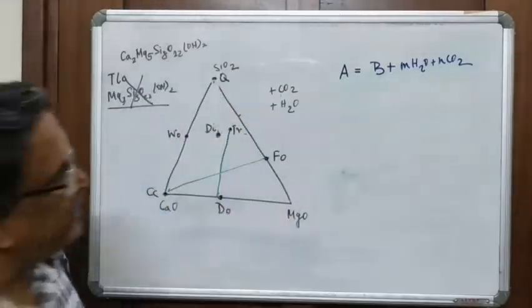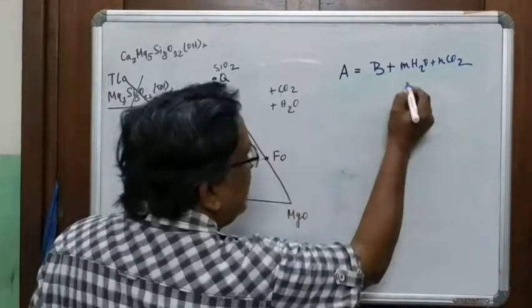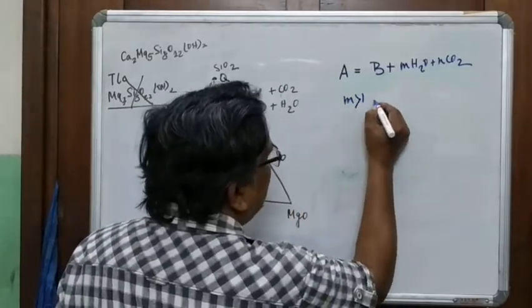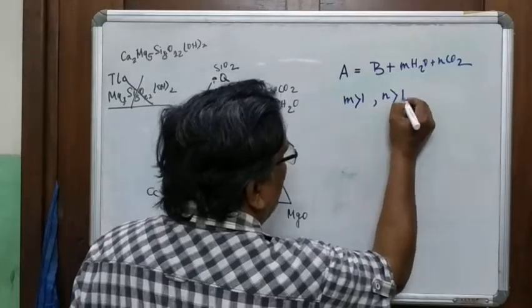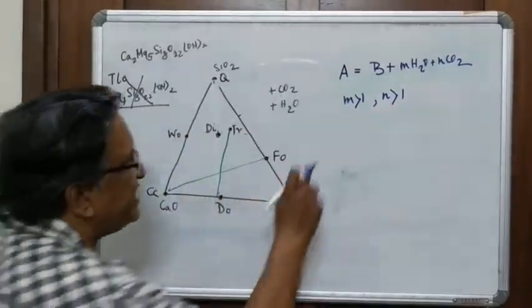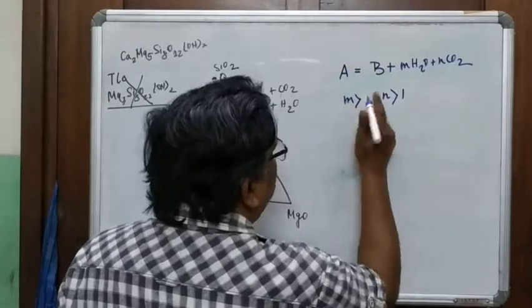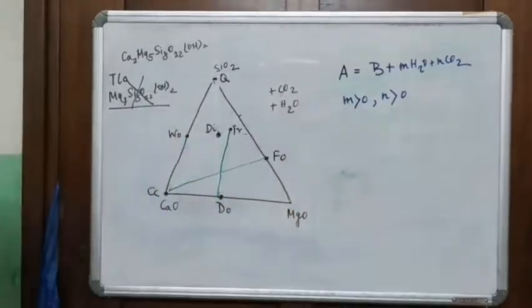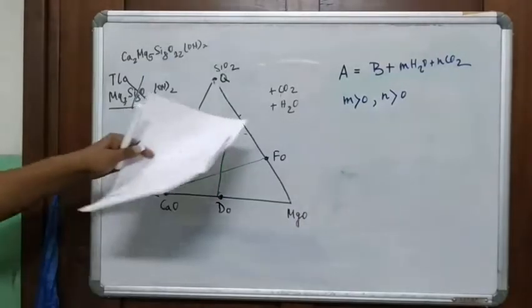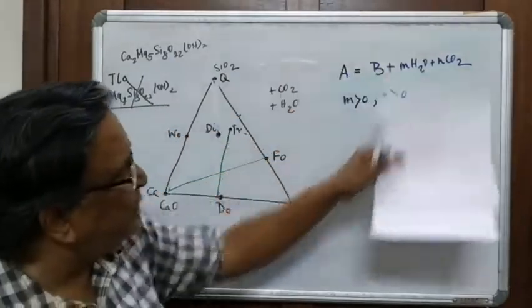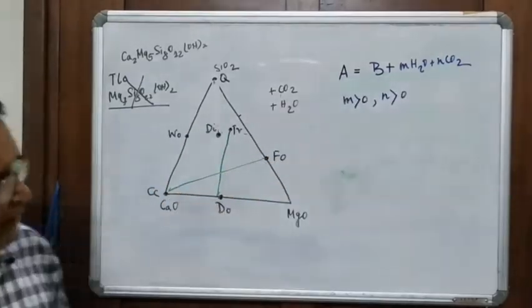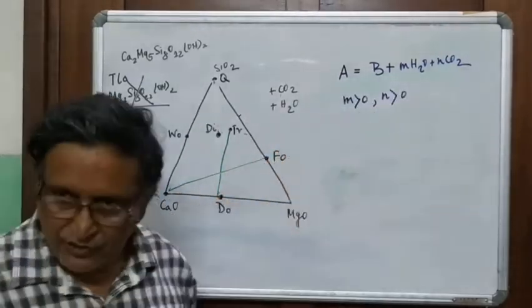In this case, for example, m is greater than 0, n is greater than 0 in this reaction. A = B + mH2O + nCO2. Here, m is greater than 0, positive, and n is greater than 0.